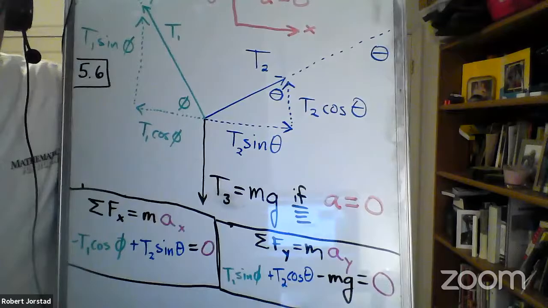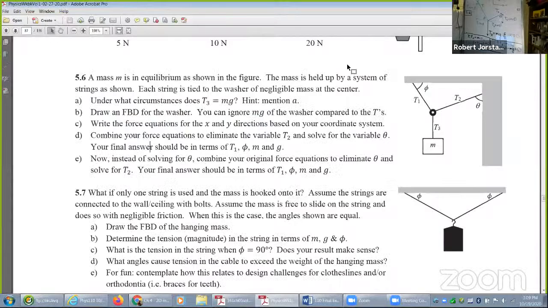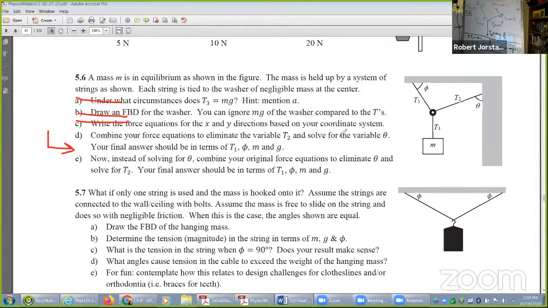Okay. So let's go back and look at what we've done and see how far we got in the problem. We did this, we did this, we did this. So now look, we want to solve for theta by eliminating T2 or vice versa. Eliminate theta and solve for T2. So the idea here is we are going to assume this blue force and angle are unknown. And part D is figure out the angle. Part E is figure out the force itself.